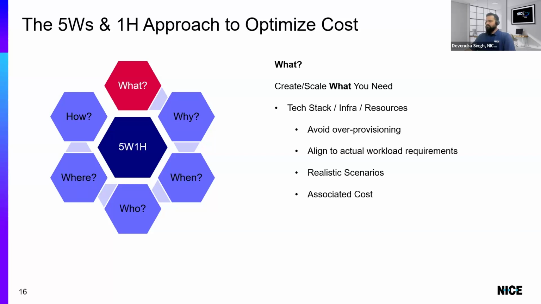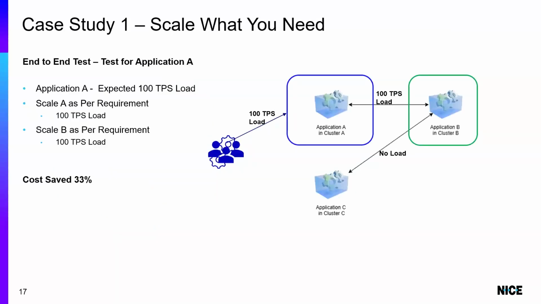I will take an example here. This is a case study of what we are following. There are 3 applications in 3 different clusters, A, B, and C. Now, if I have to do an end-to-end test for application A, the anticipated load for the application is 100 TPS.